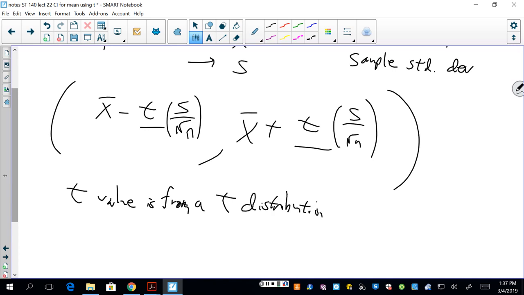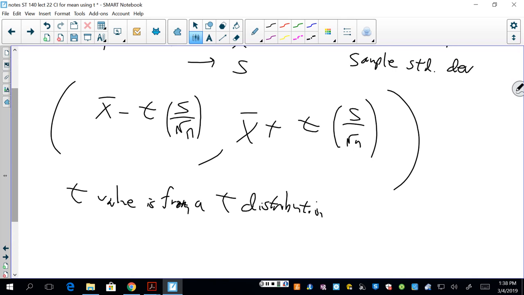What is this t distribution? It's like a normal. It's bell-shaped. It's centered at 0. There's a little bit more variability. There's a little bit more area in the tails. So our t values are going to be a little bit bigger. Instead of 1.96, it's going to be 2.02 or something like that. We're compensating for the fact that instead of knowing sigma, we're estimating it.